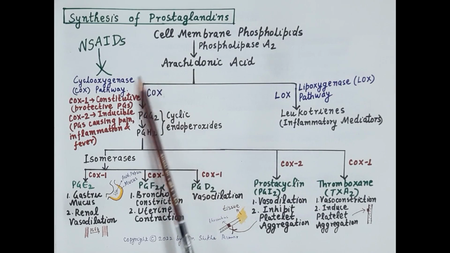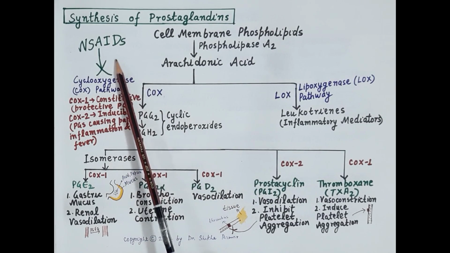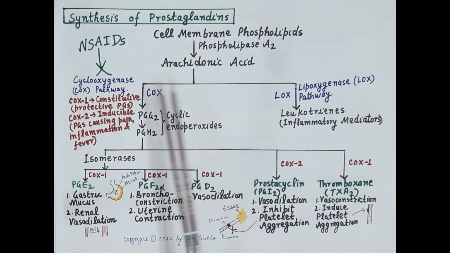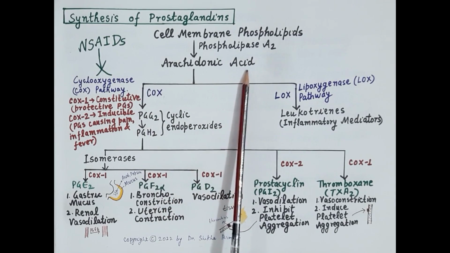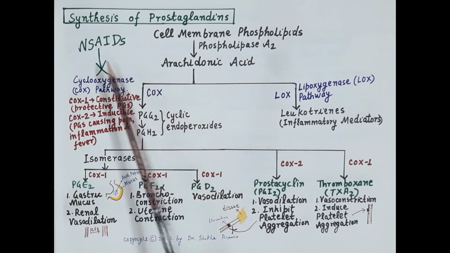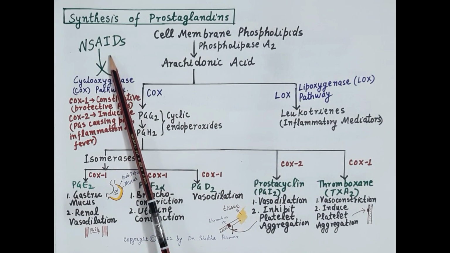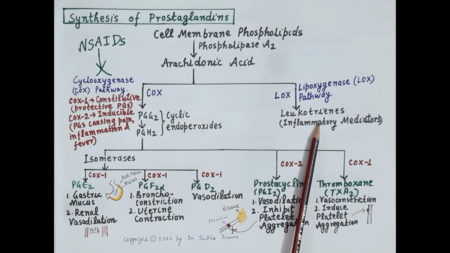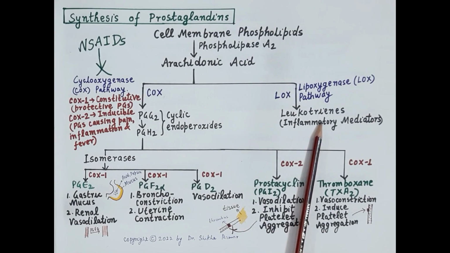Now, during blockage of the COX pathway by NSAIDs, the majority of the arachidonic acid is converted to leukotrienes. So during the use of non-steroidal anti-inflammatory drugs, synthesis of leukotrienes increases, and that can cause asthma or it can exacerbate asthma.